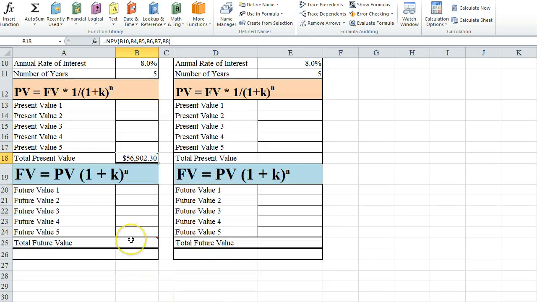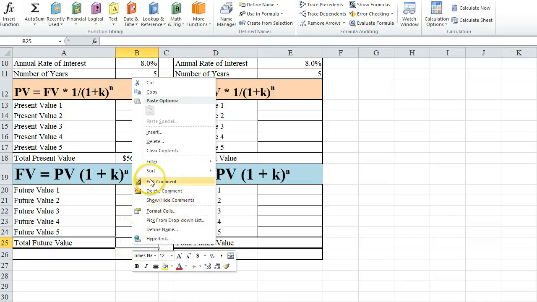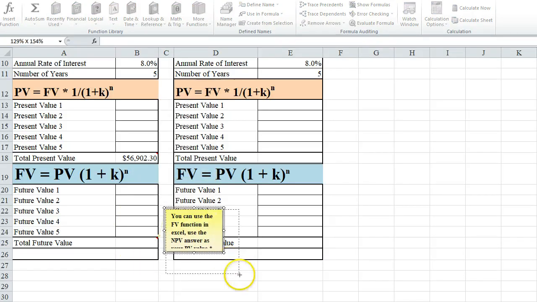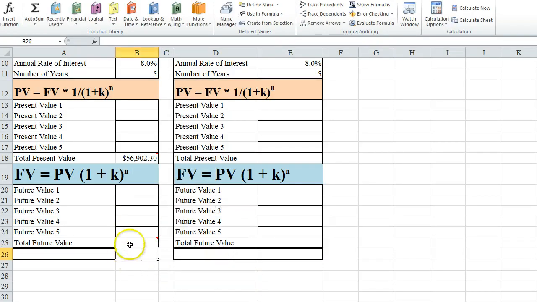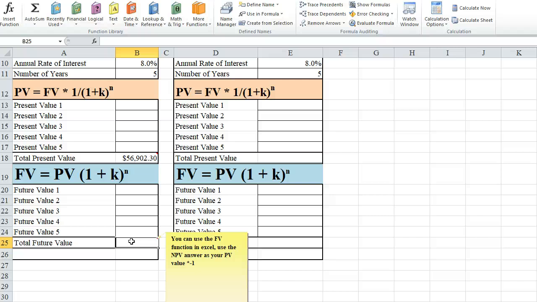So here I left a little message saying, let me edit this comment to make it a little bit bigger. There we go. Okay. So in this comment, you can use the future value function in Excel, use the net present value answer as your present value times -1.